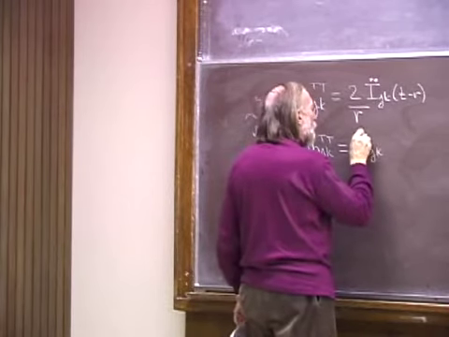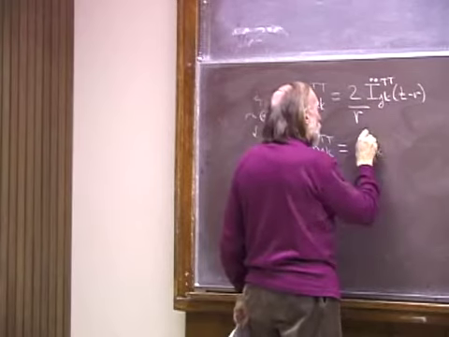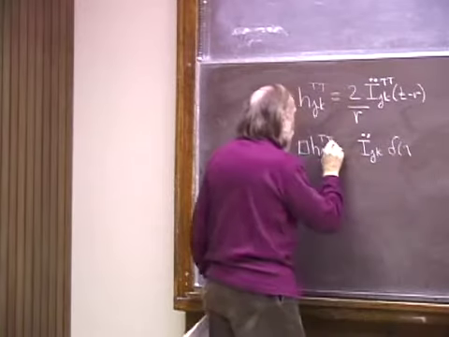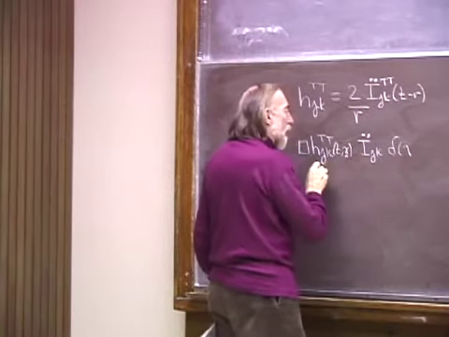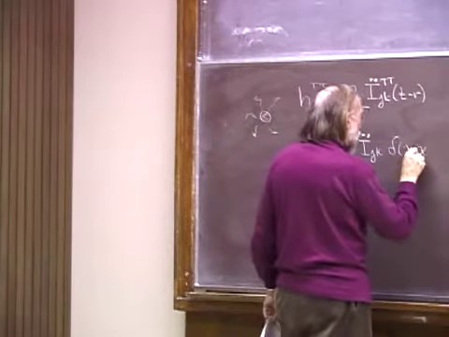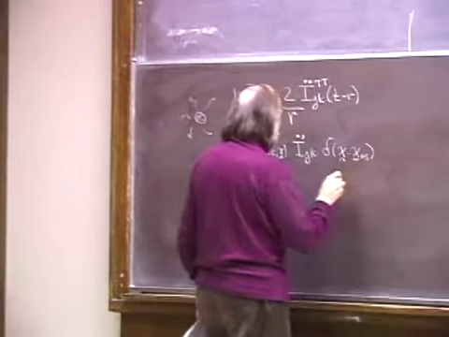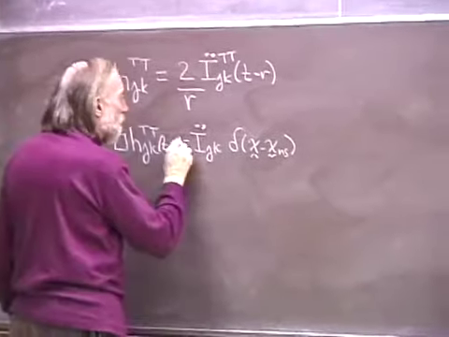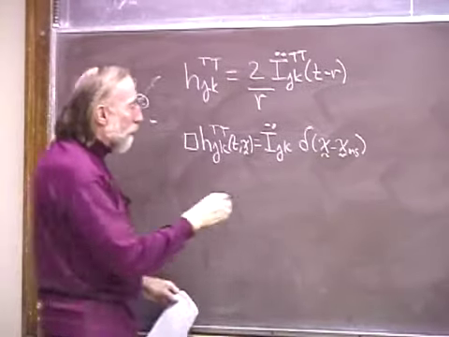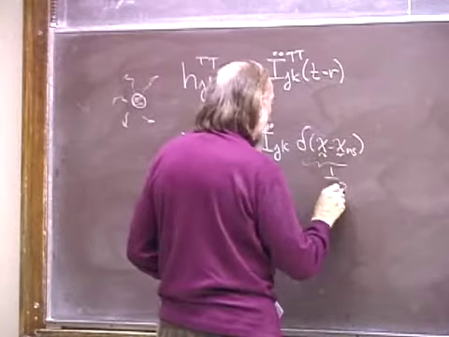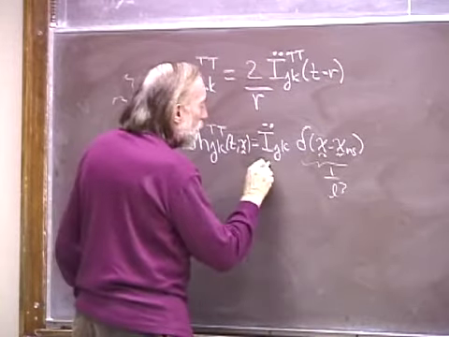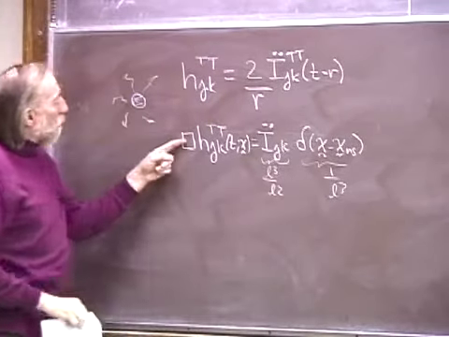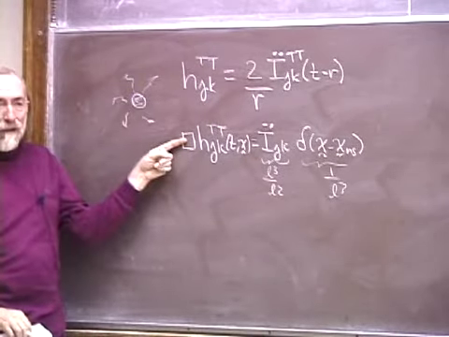I can basically turn that into a wave equation that says box h_jk transverse traceless is equal to the quadrupole moment I_jk, this should be transverse traceless, times delta of x minus the location of this neutron star, evaluated at t and x. Now is that right? Let me just look dimensionally to be sure I've got it right. The delta function has dimensions of 1 over length cubed. This has dimensions of a quadrupole moment, which is length cubed over length squared. So that's 1 over length squared, and a wave operator has dimensions of 1 over length squared. So this is dimensionally right.